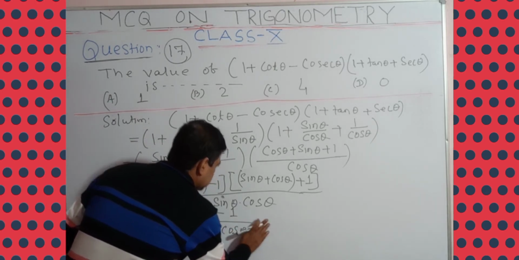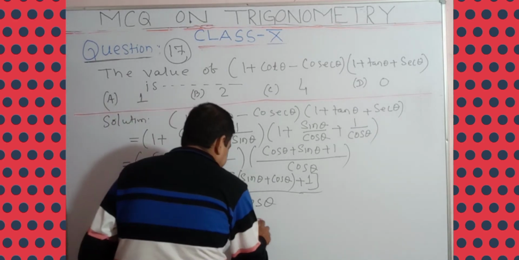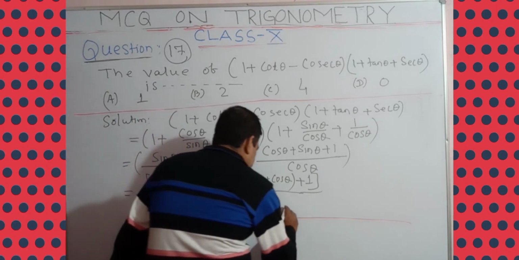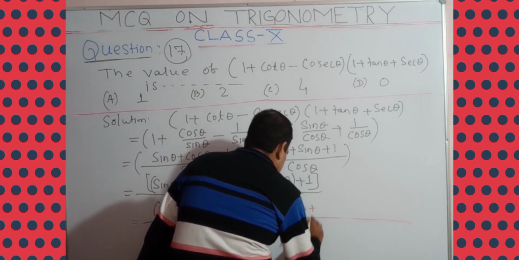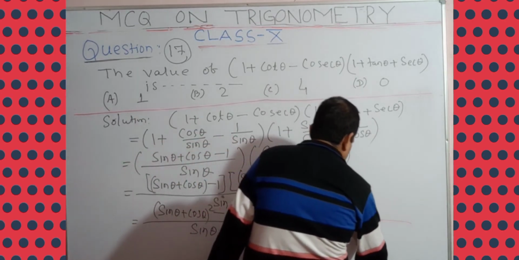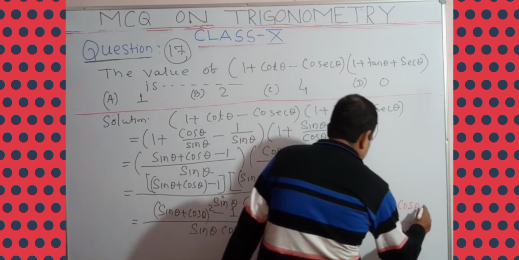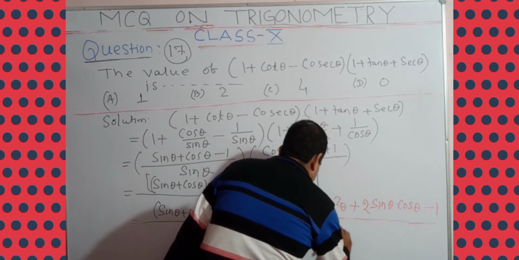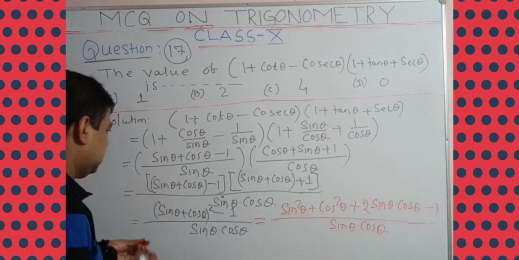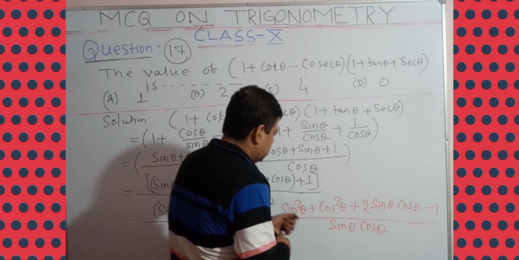Is it clear? Again you see, here sin theta plus cos theta whole square, A plus B whole square, you can write as sin square theta plus cos square theta plus 2 sin theta into cos theta. Here minus 1 is given, write down minus 1, divided by sin theta into cos theta. Is it clear? So here you can apply sin square theta plus cos square theta, what is the value?